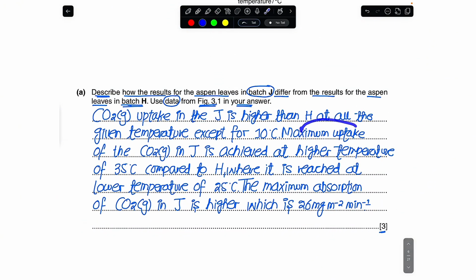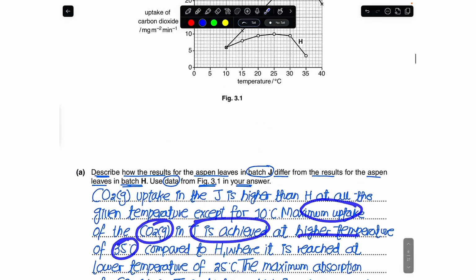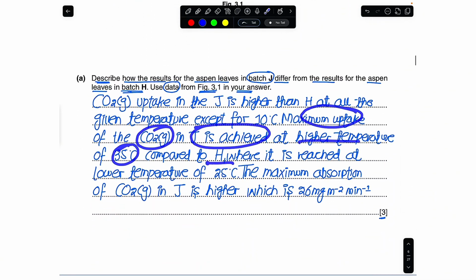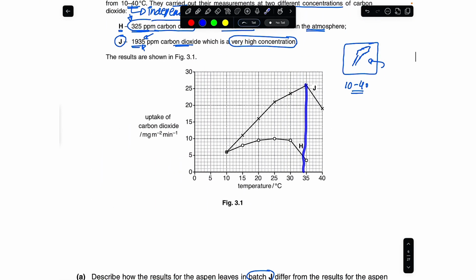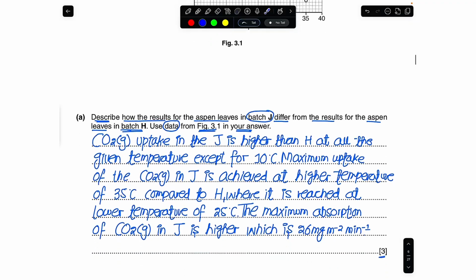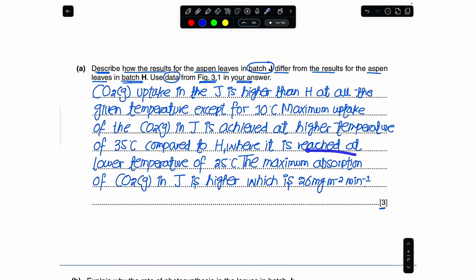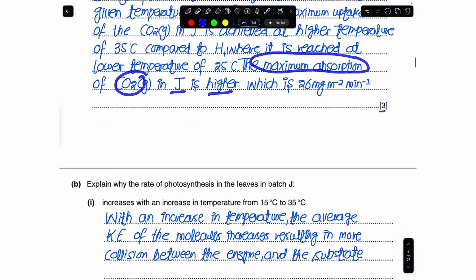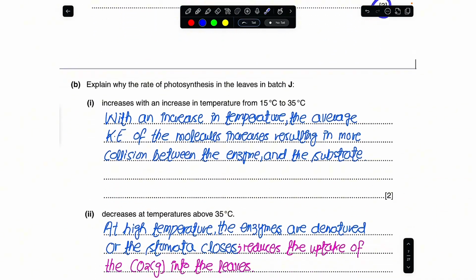And then I have said that the maximum uptake of carbon dioxide in J is achieved at a higher temperature of 35. Here, this was attained at 35. Compared to H, it attained a maximum carbon dioxide uptake of how much? This was 10 milligram per meter square per minute, but this was attained at a lower temperature. And then the last point would be that the maximum absorption of CO2 in J is higher, and that is 26 milligram per meter square per minute. So this is how a total of 3 marks could be attained here.